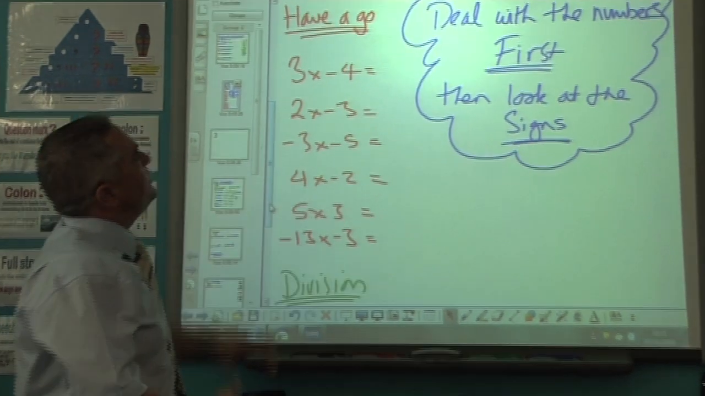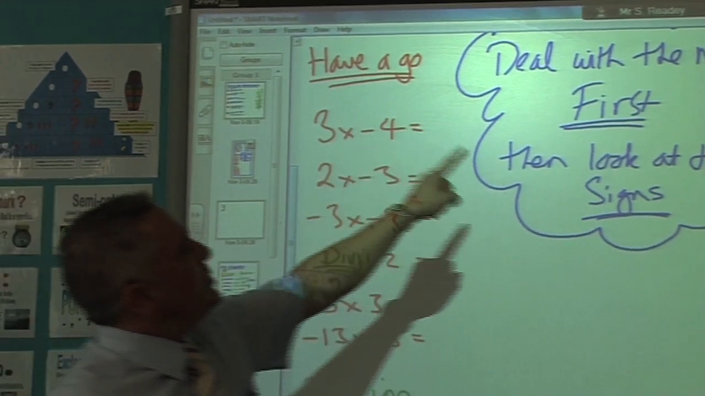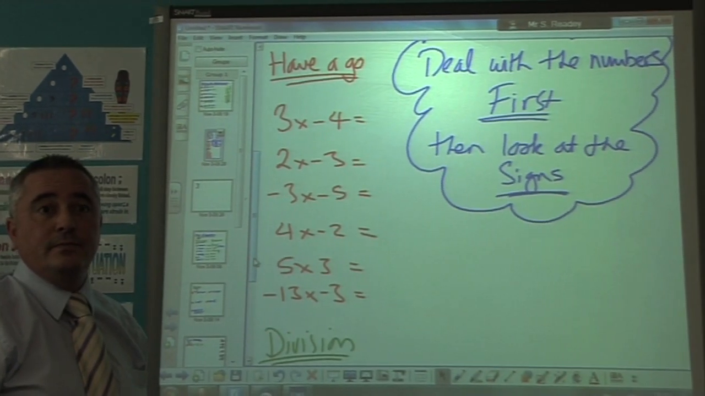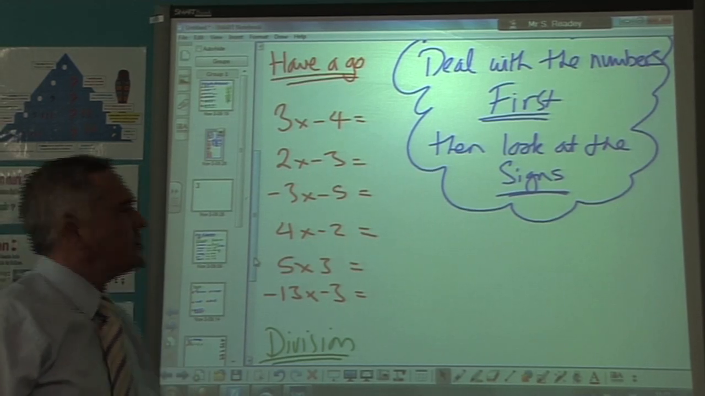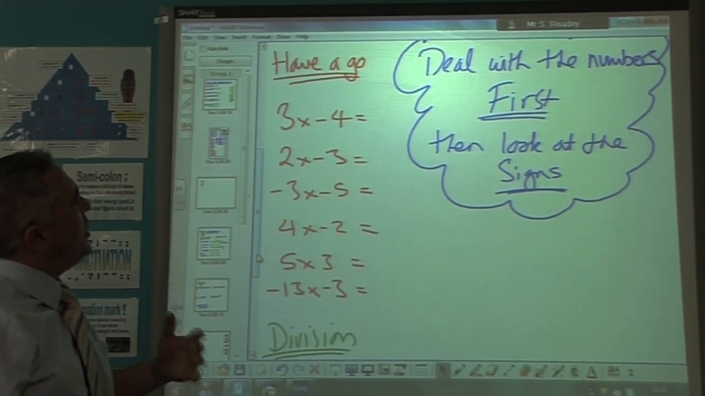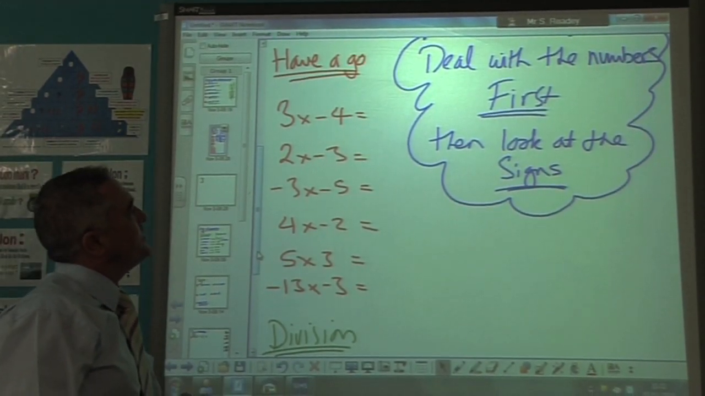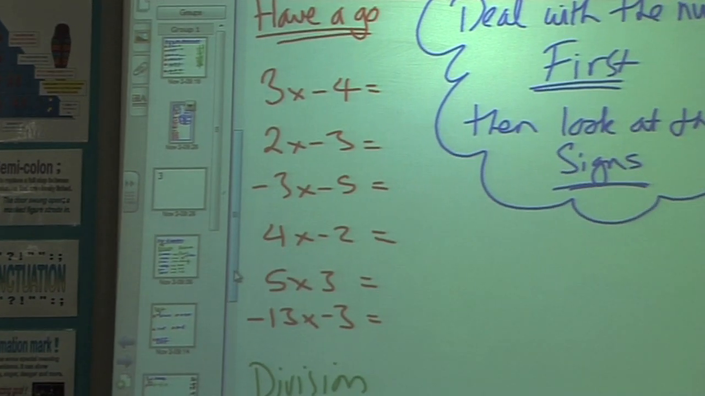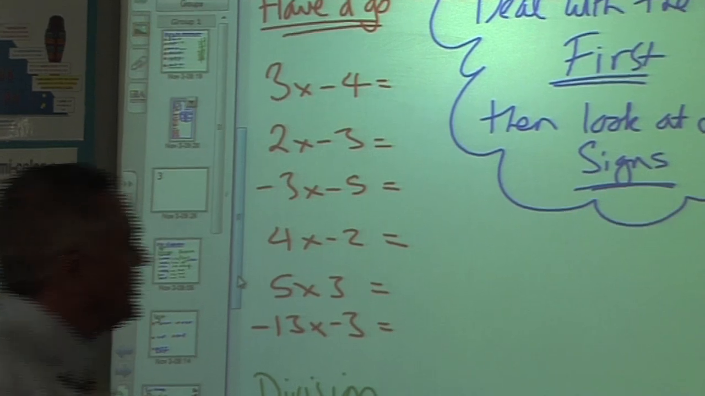Have a go at these. Deal with the numbers first and then look at the signs. You're starting off confident. Look back at your signs. Have a go at these. Use the process and be confident. Press pause. Let's have a look at some answers.